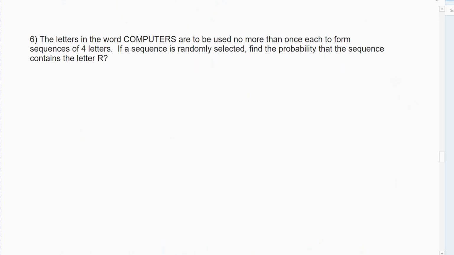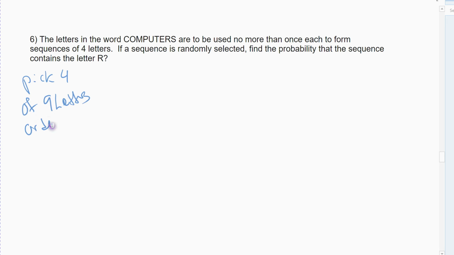Alright, again, basically all of the same ones that we did in Chapter 6, we're going to do here in Chapter 7. So this would be the type of problem that we'll ask when we're doing a sequence of letters. This is, again, that word computers. The 9 letters in the word computers are to be used no more than once each, so no repeats, to form a sequence of 4. So I'm going to write that down so I remind myself: pick 4 of the 9 letters.